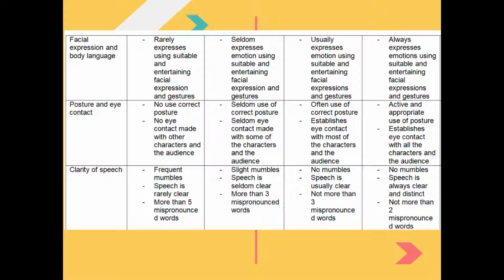And lastly, if the group shows active and appropriate use of postures, for example, if the pupils stand up straight and don't block the other characters' view from the audience, and they make eye contact with other characters and also the audience, it means that the group deserves to be rewarded at level 4, exemplary. And then the next criteria is clarity of speech.